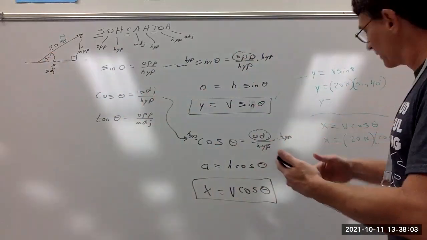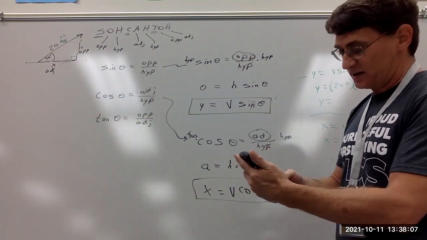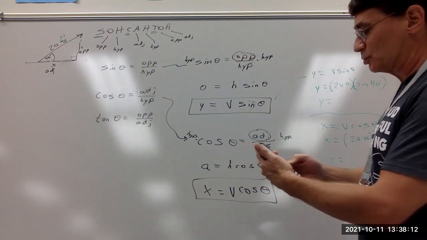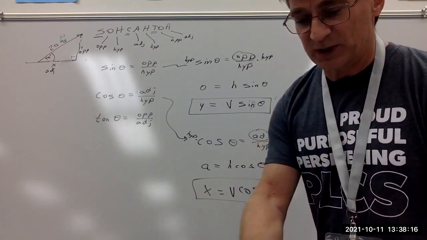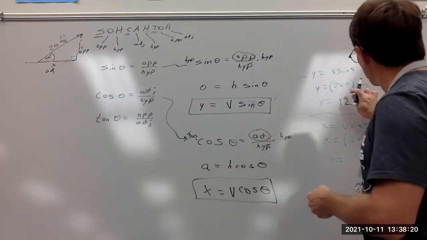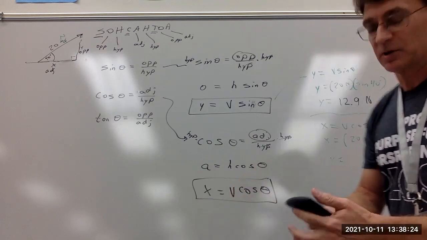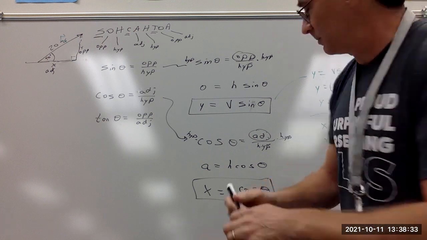So what do I have? 40 degrees. So I'm going to do, my calculator makes me do sine of 40. That's 0.64278 times 20 newtons. That gives me 12 point, I'll call it 12.9. And because that was in newtons, this is in newtons. And now if I want the x component, I'm going to do 20 times the cosine of 40. And I get 15.3 newtons.